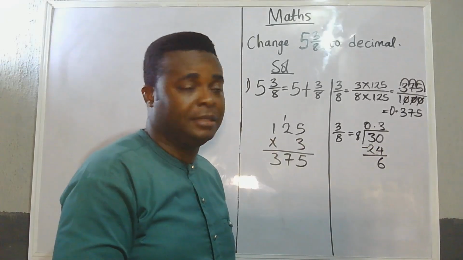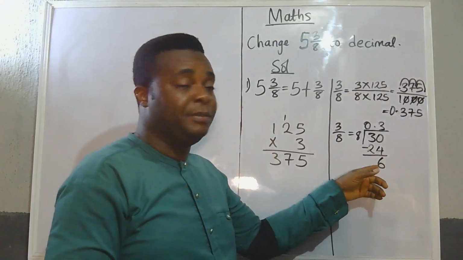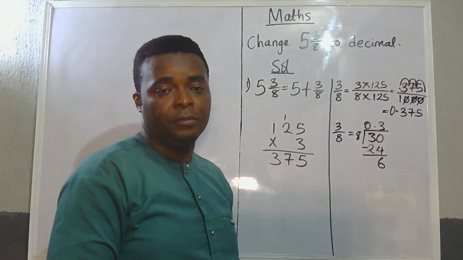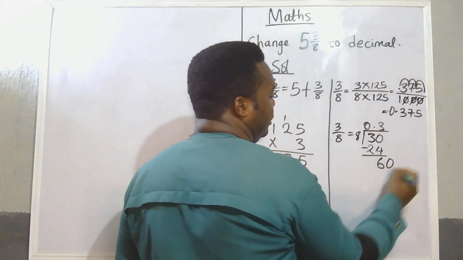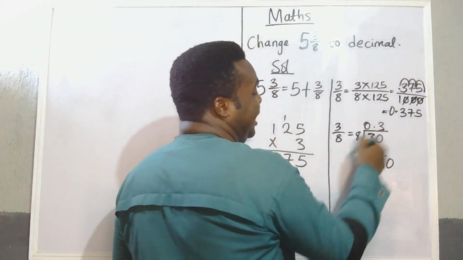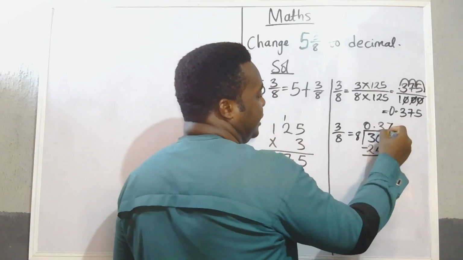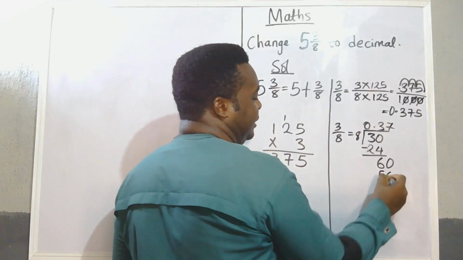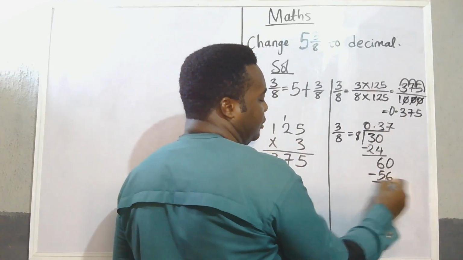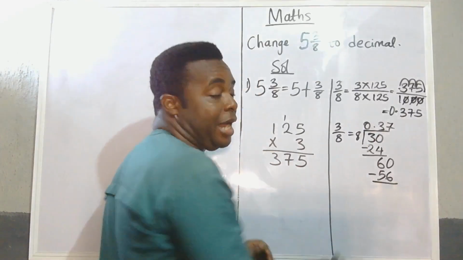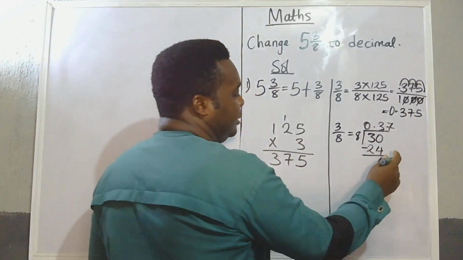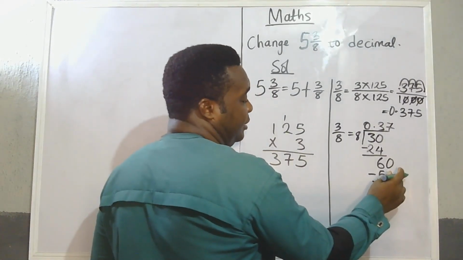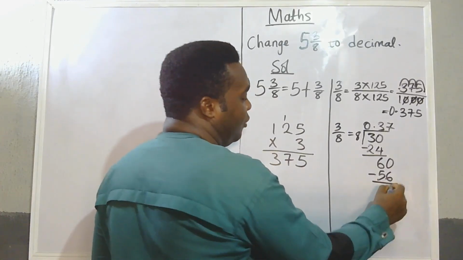Do you get that? Now 8 cannot go in 6 because 8 is bigger than 6. So we add 0 here. Now 8 in 60 is 7. 7 times 8 is 56. You minus, you draw your line and subtract. Do you understand? 60 minus 56. If you minus well, you get 4.